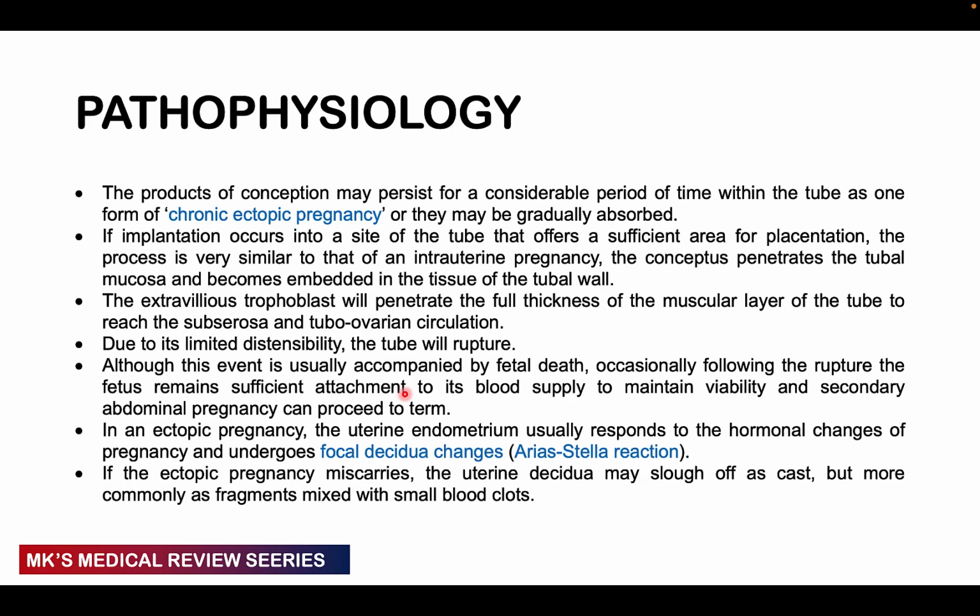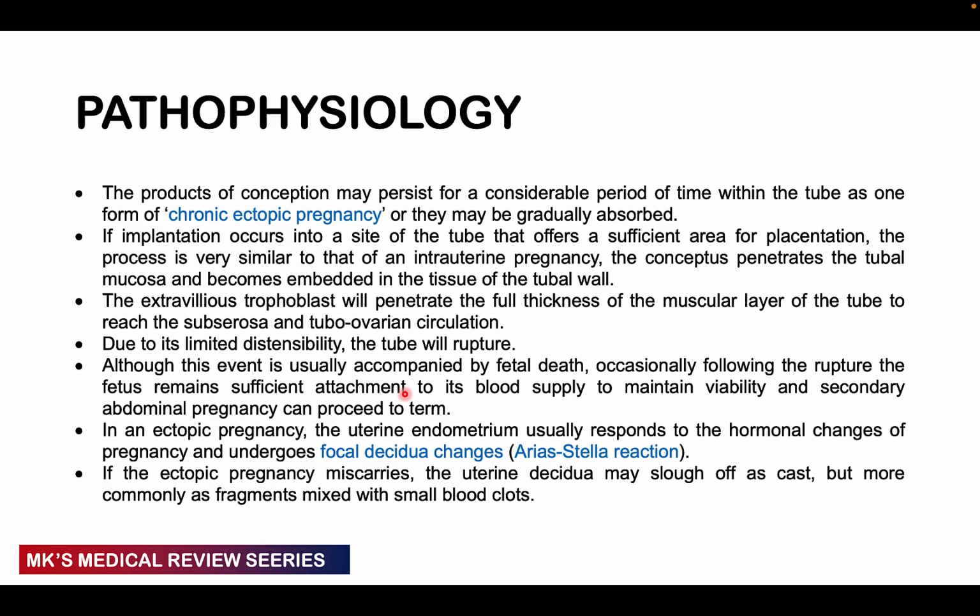So if the implantation site occurs at a site in the tube where there's not so much space for placentation to happen, then the process is going to be similar. Actually, where there is a lot of space rather for implantation to happen, the process is going to be quite similar to that of an intrauterine pregnancy. So this conceptus is going to penetrate through the tubes, it's going to penetrate through the mucosa, then eventually it's going to embed into the walls of the tube.